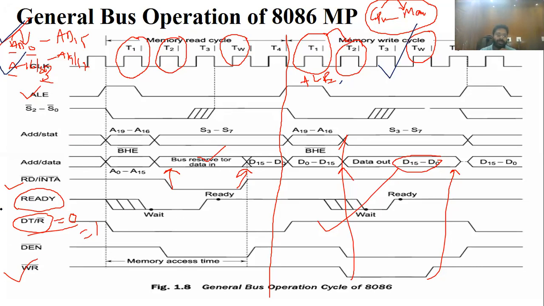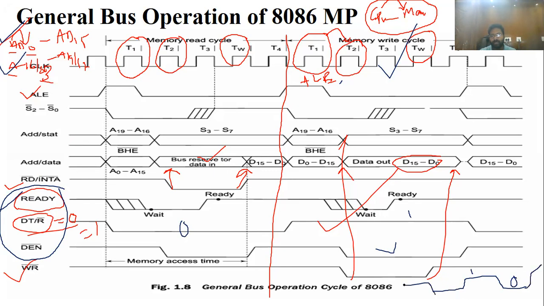Once it is converted, the READY, DT/R bar and DEN pins are enabled. What is the meaning of these three pins? With READY, you can match slow memory devices and fast memory. With DT/R bar, you can transmit or receive data. Write operation means transmit the data, so that is equal to 1. So you simply draw these diagrams. This is the 0, this is the 1. This is the way you draw the 1, and this is the way you draw the 0.